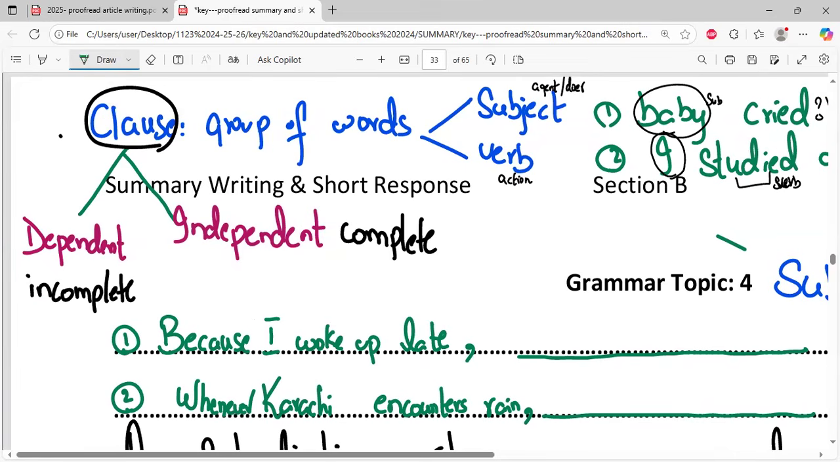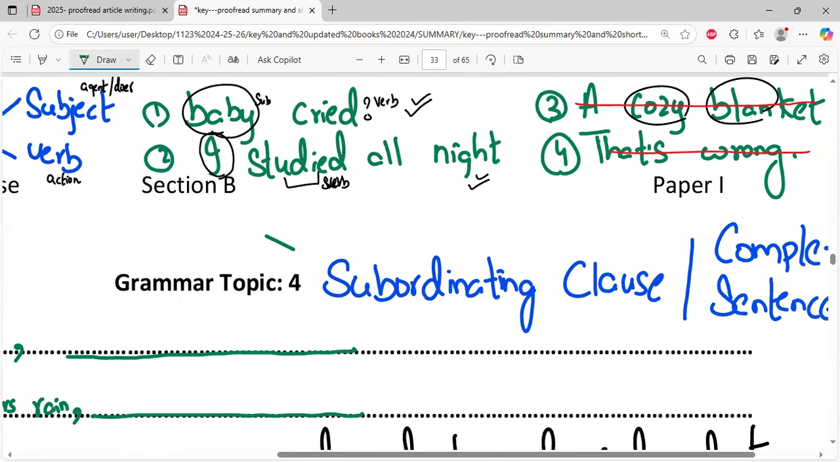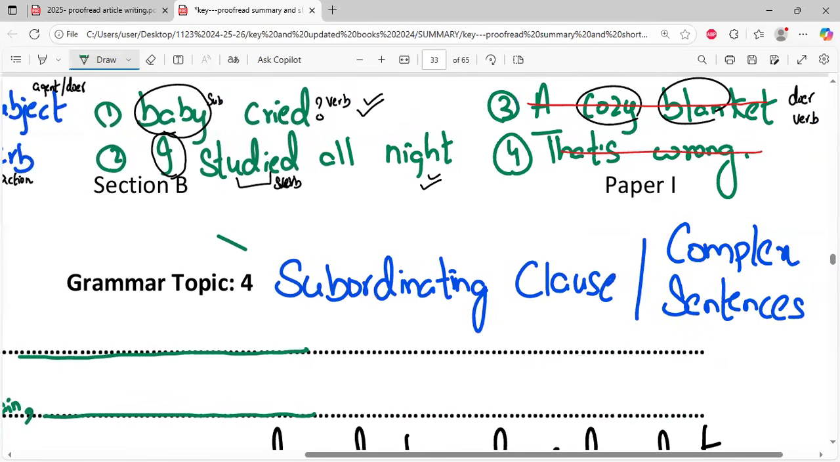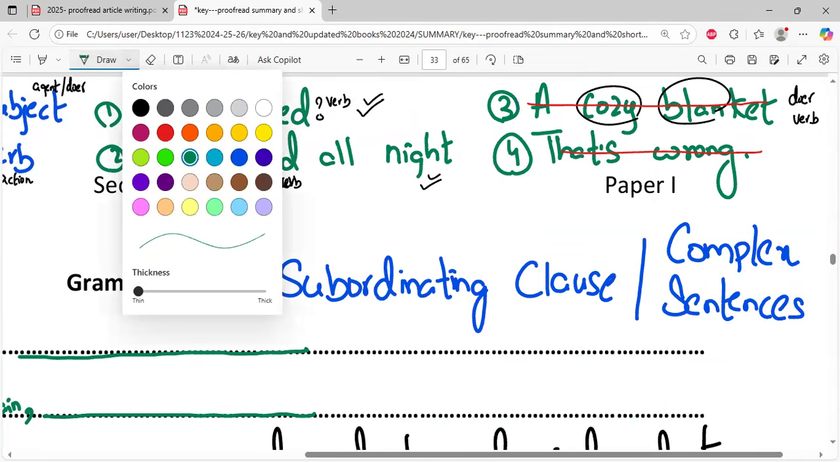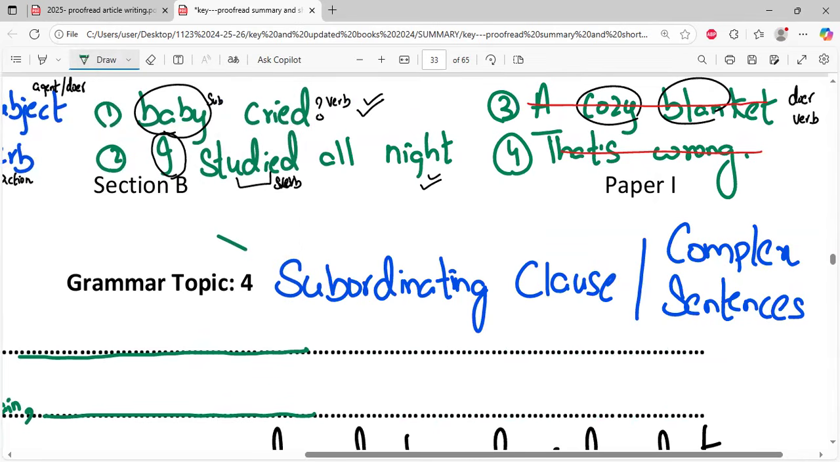If you look up the topic on the internet, it is going to technically tell you clauses can be dependent and independent. But our topic's name is not dependent and independent clause. I have said subordinating clauses are also called dependent. I will explain it to you in very simple basic words in a while. So subordinating means dependent. So another name for subordinating clause can be dependent clause or complex sentences.